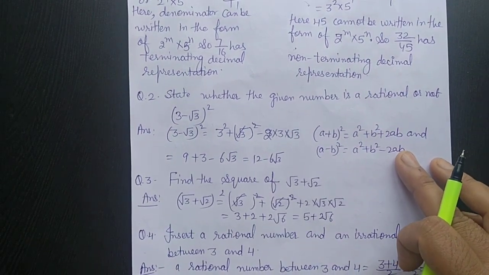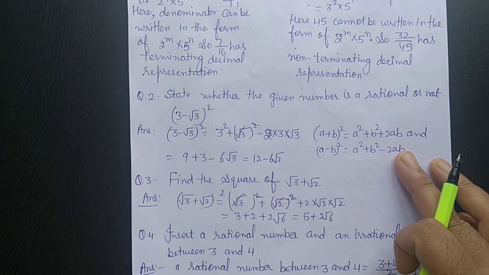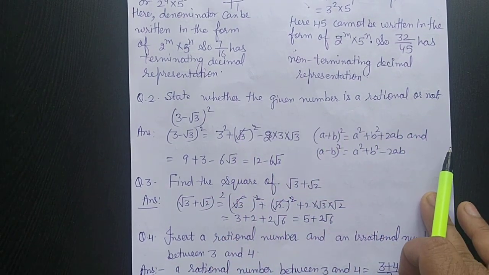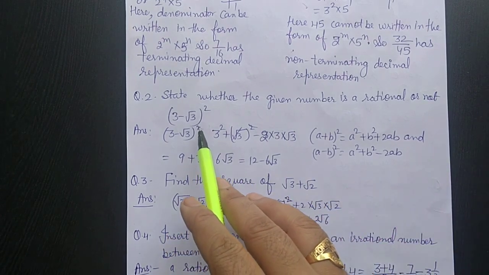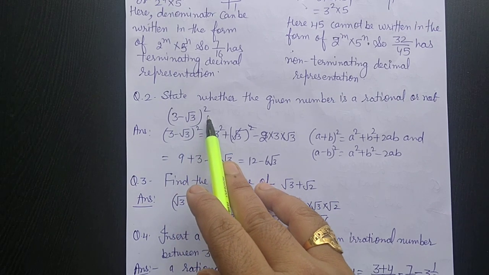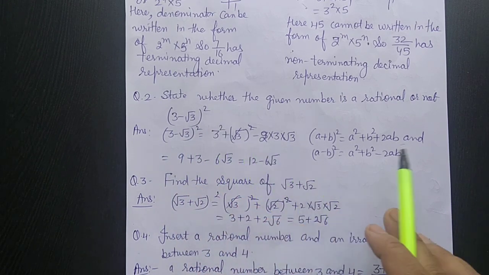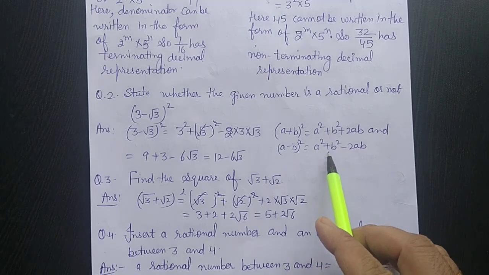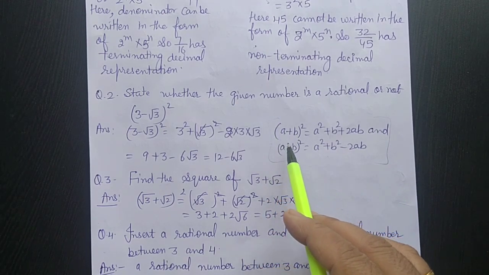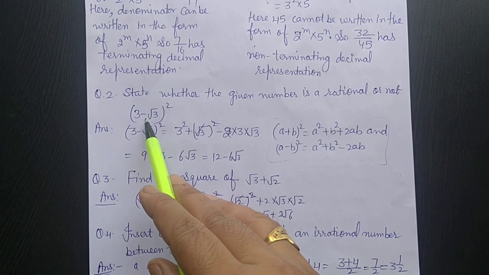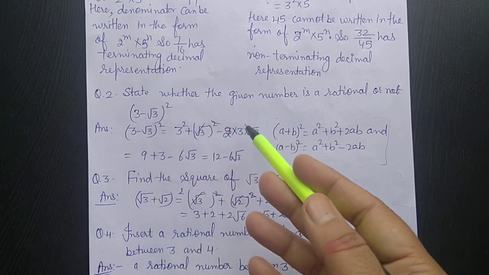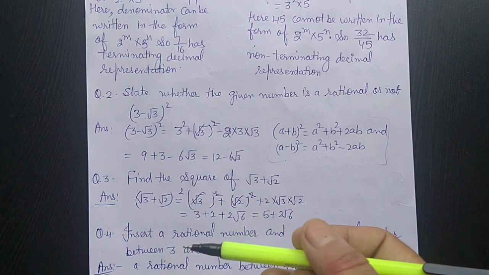Other questions can also come in the board, like: state whether the given number is rational or irrational. If the question is like this, where minus is there and square is there, then you have to apply the formula. I have already written 2 formulas. Questions can come from these. You can apply this or this. Sometimes a plus sign can be here. Other numbers can also come here. This statement can be changed, but I am giving only a sample here.